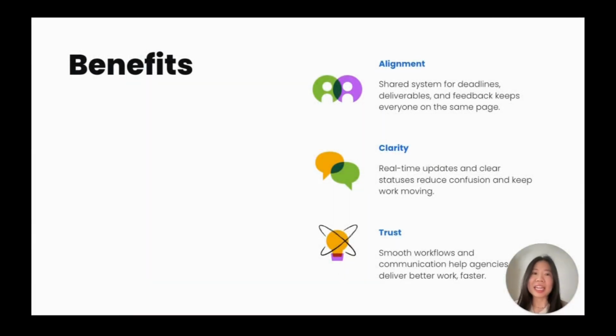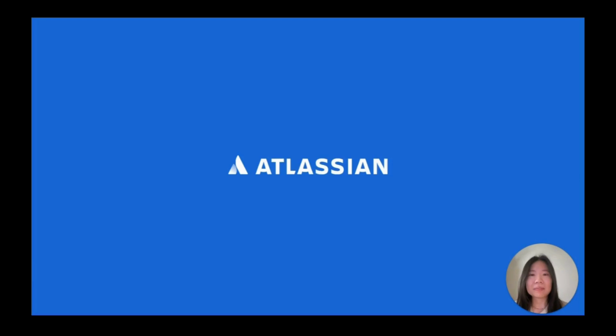Jira makes it easier to manage work with agency partners. Number 1, alignment. Everyone works in the same place, so deadlines, deliverables, and feedback are easy to track. Number 2, clarity. Real-time updates keep teams and agencies aligned without constant check-ins. And number 3, trust. When things run smoothly, agencies can focus on great work, building stronger partnerships in the process.